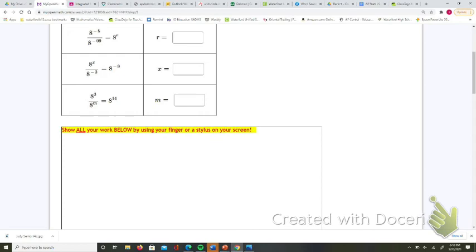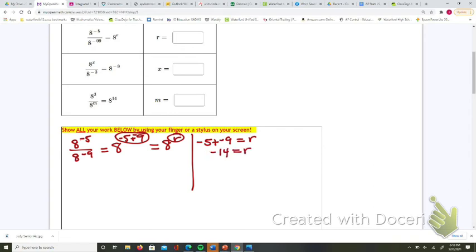So 8 to the negative 5 over 8 to the negative 9 equals 8 to the negative 5 minus 9, which equals 8 to the r. So remember, we change it to plus negative. Now remember that negative 5 plus negative 9 has to equal r. Negative 5 plus negative 9 equals r. Well, 5 negatives plus 9 more negatives is 14 negatives. So r is negative 14.